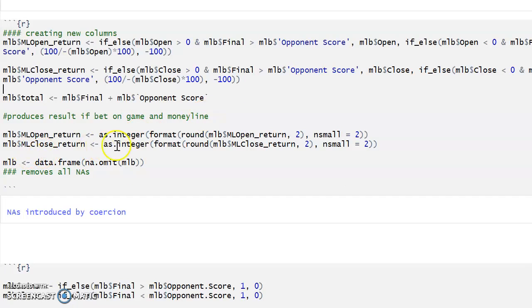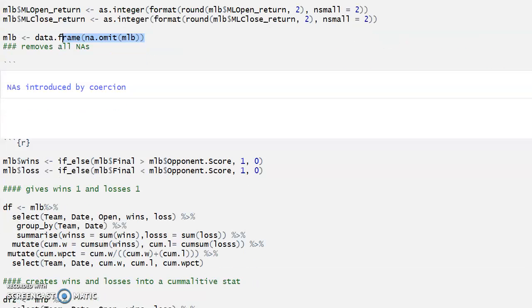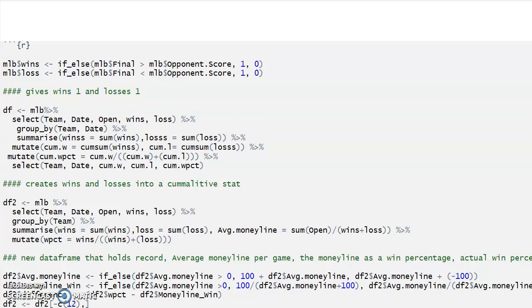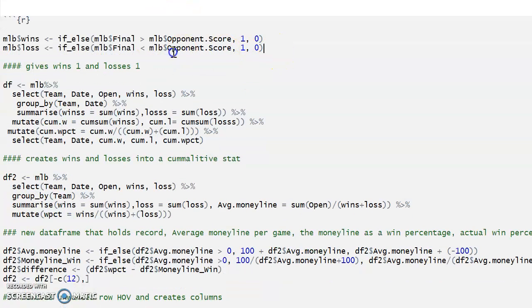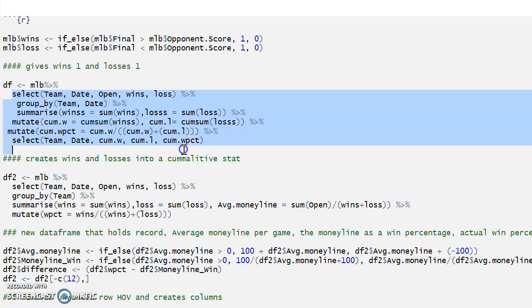And then what this code did was that it just reduced the decimal points to 2, and then this omitted any NAs in it so I can run further calculations. And what this code chunk did was it gave me a 1 or 0 based on if the team won or lost, which would prove helpful when I created this cumulative stat of their win record.